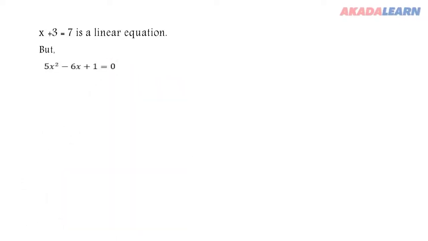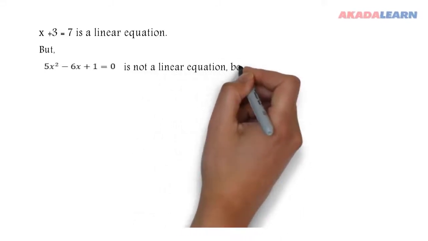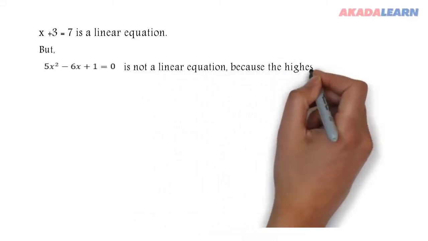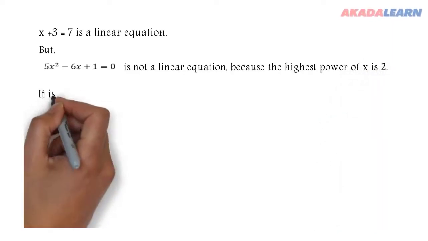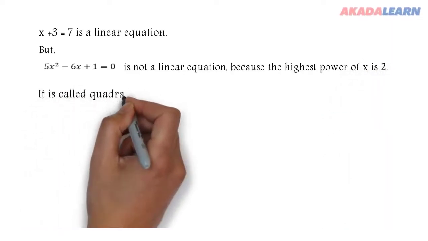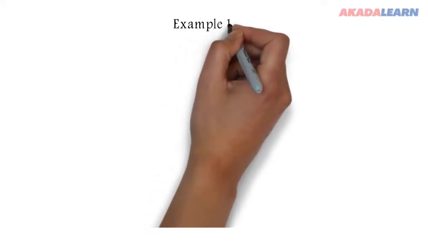But the equation that you are seeing right now is not a linear equation. Why? Because the highest power of the variable x there is 2. So for a linear equation, the highest power of the variable has to be 1. This type of equation is called a quadratic equation. So let's see the first example.